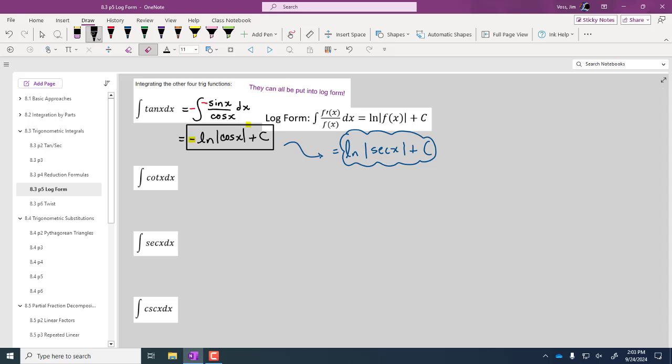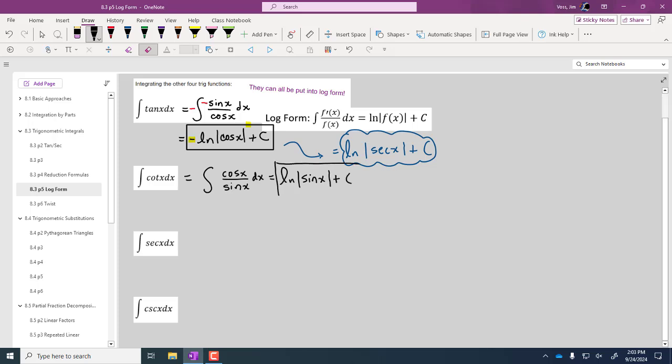Cotangent, no hard work here at all because it's in log form already. We don't have to do any clever manipulation. Multiplying by 1 is clever. Very clever. So this is just natural log, absolute value, sine x plus c. So there is our antiderivative. So far so good? So tan and cotan, pretty easy to find antiderivatives. Write them in terms of sine and cosine and put them in log form.